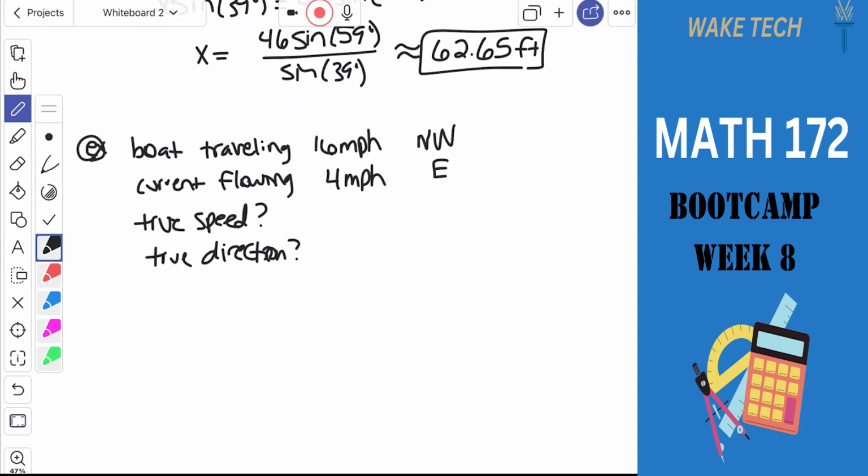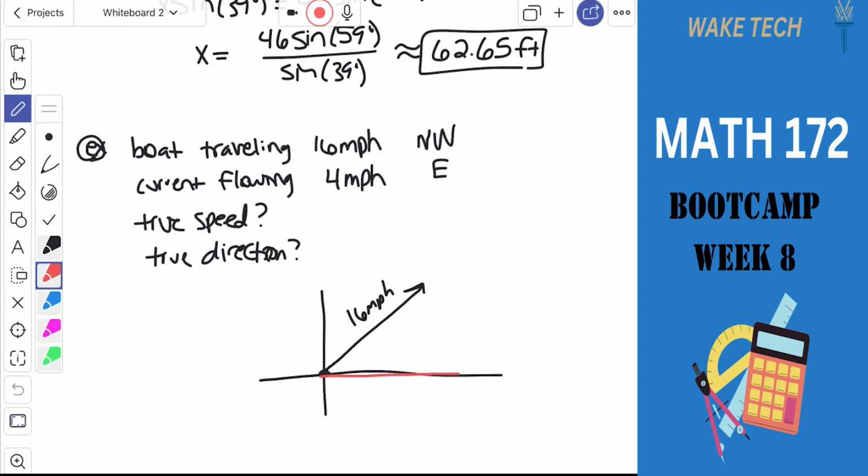Yeah, okay, that's fine. So the boat's traveling 16 miles per hour northwest. The current's flowing exactly east at 4 miles per hour. I know the lengths of those are pretty exaggerated, but just to have enough room to draw everything.